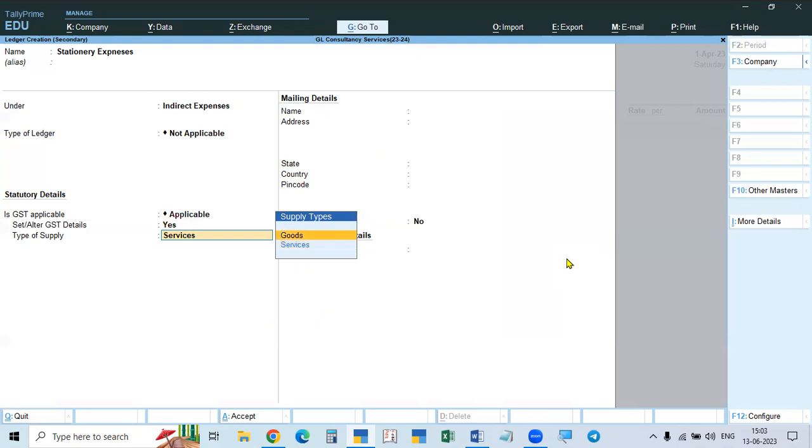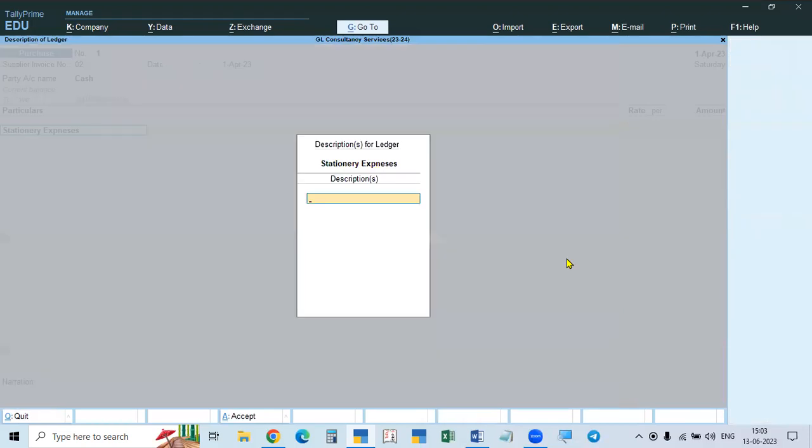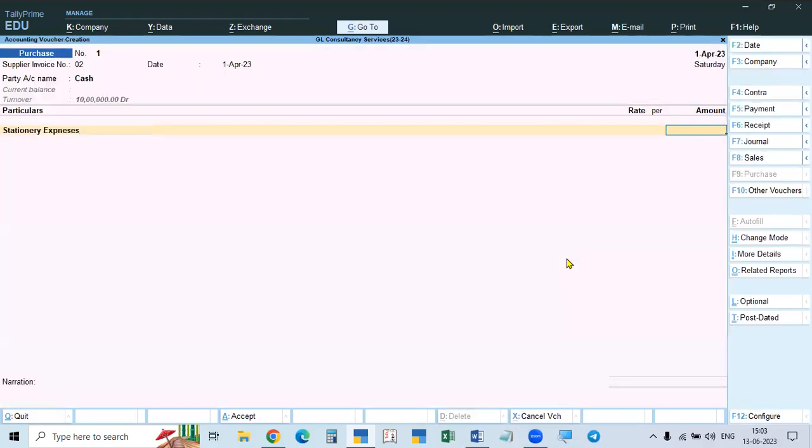That means not goods meant for sale. Here the item is not service or goods. We are getting the material, stationery items. That is why it's taken as goods. So right, this is given here, and here for stationery expenses, how much do you have to give?